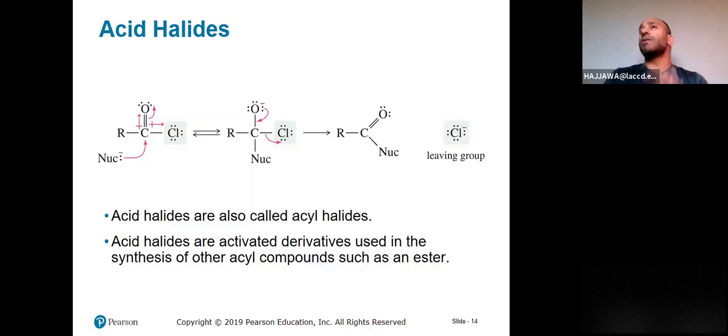Acid halides, that's another acid derivative. It's one of the very reactive, actually, acid derivatives. So when a nucleophile reacts with it, it basically attacks the carbonyl carbon, and it pushes the pi bond toward the oxygen, makes a negative, and that goes back and kicks off the Cl. So it's a very common nucleophilic acyl substitution, due to the fact that the acid halide is a very reactive acid derivative.